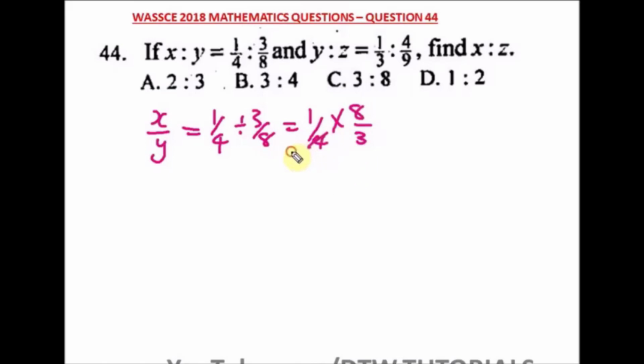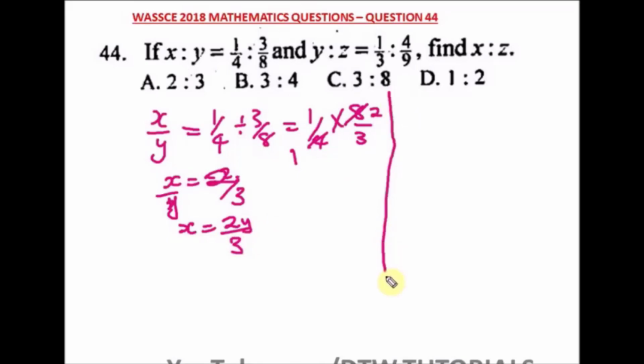Okay, so from here, 4 here and 1 and 4 here, 4 goes into 8 2 times. So we are left with x over y is equal to 2 over 3. Taking y here, because we have to make x the subject of formula, we cross multiply y. So we have y coming up here. We have 2y over 3. Okay, so x is equal to 2y over 3.